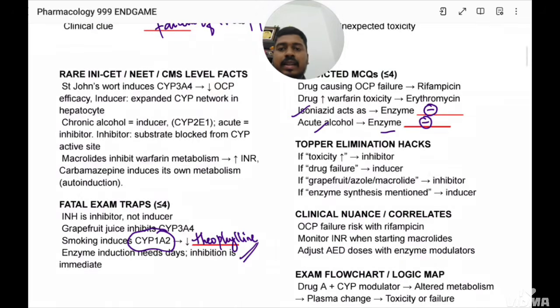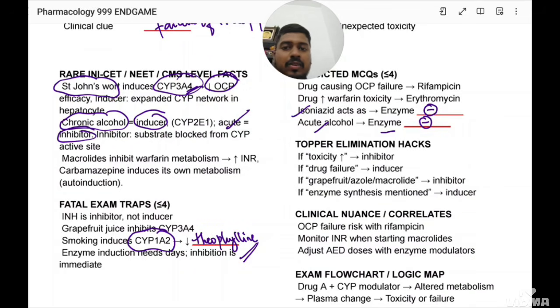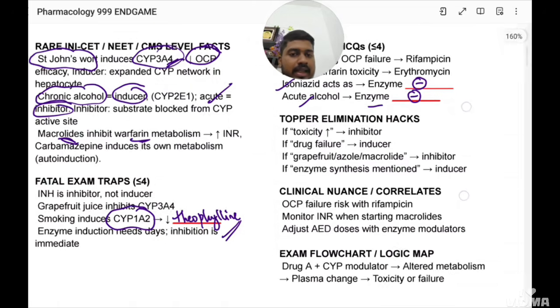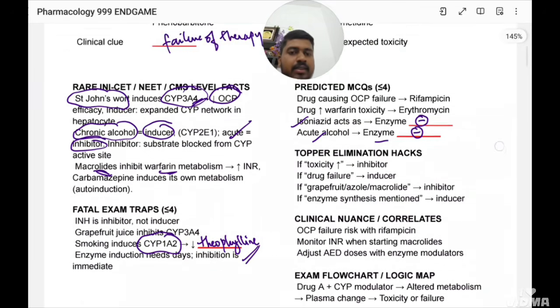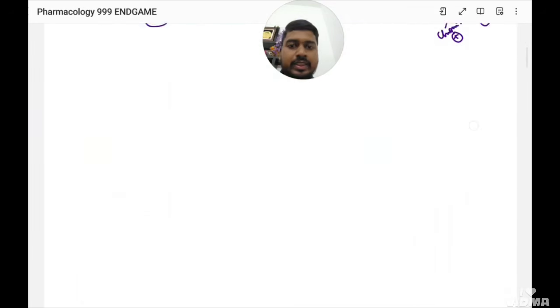There are some important things I want you to focus on. One is St. John's wort. It acts on CYP3A4 and leads to OCP failure. This is one thing you need to remember. Second, chronic alcoholic is an inducer, whereas acute alcohol toxicity is an inhibitor. Now macrolides inhibit warfarin metabolism, which we have already discussed. I think I have discussed almost everything, so let's go to the next topic.